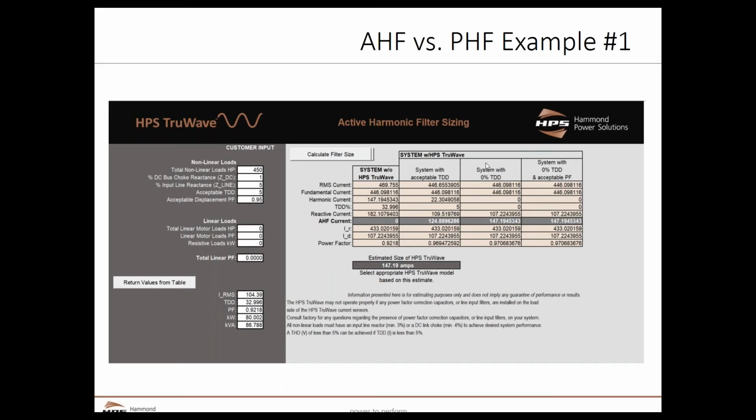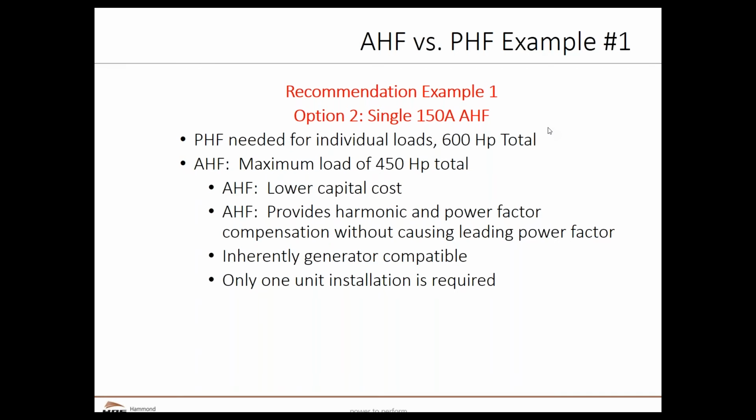So when we plug in these numbers, it estimates that we need about 147 amps of corrective current. So we would select a 150 amp active harmonic filter. So the single active harmonic filter is likely a better choice in this case. Instead of 12 passive filters, there would be 1 active filter sized for 450 horsepower, or a 150 amp active filter.